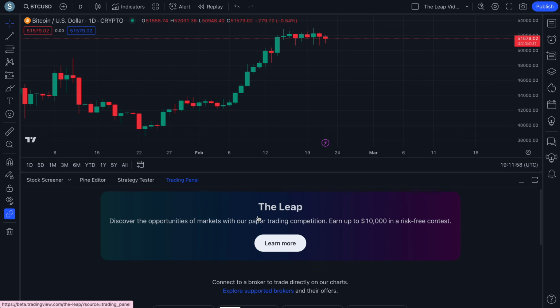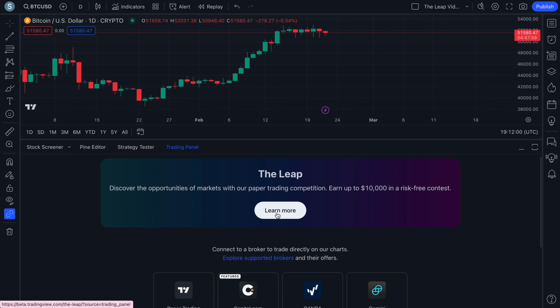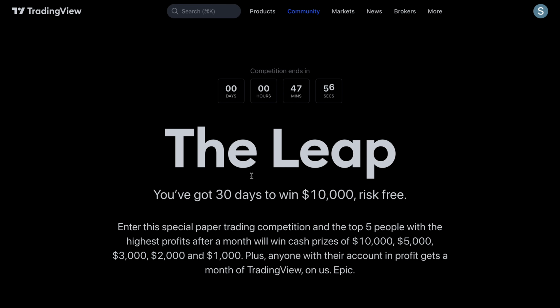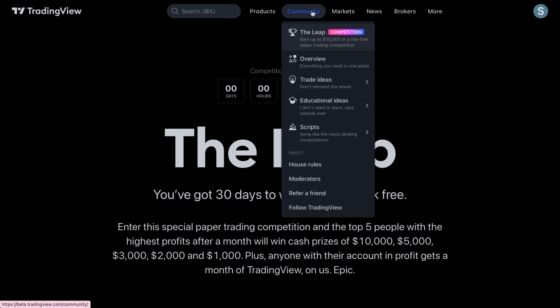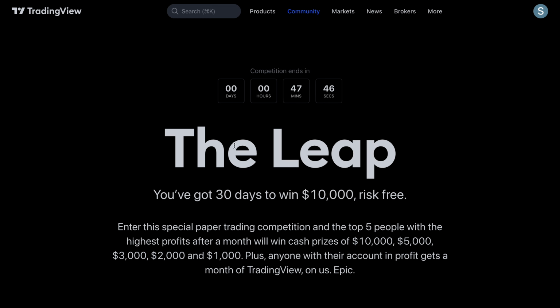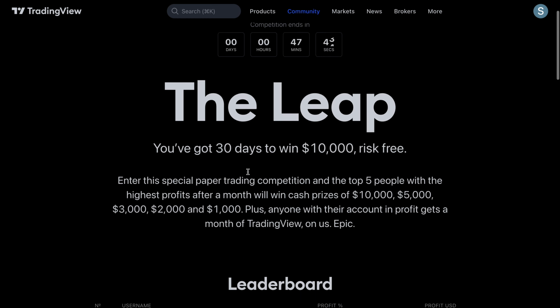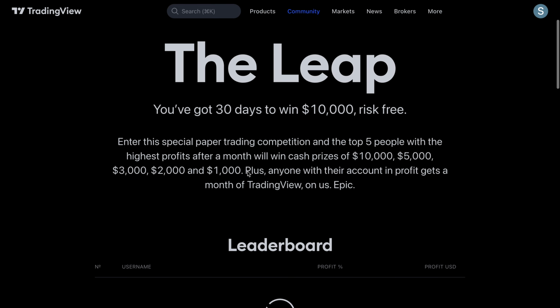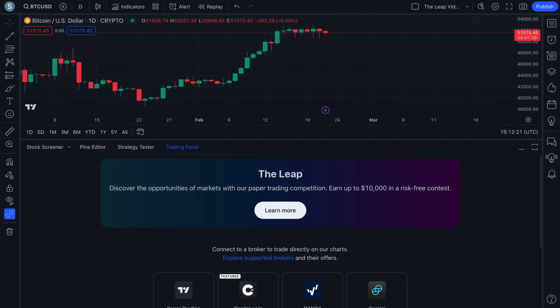So the first thing that we're going to want to make sure about the Leap is that we are fully signed up, and that can happen on the Leap landing page. So this competition is called the Leap, and you can find that on TradingView.com. Under community it says the Leap. Go to this landing page, there's a big sign up button, and once you're in you will see all of this just as we are showing you right here before your eyes.